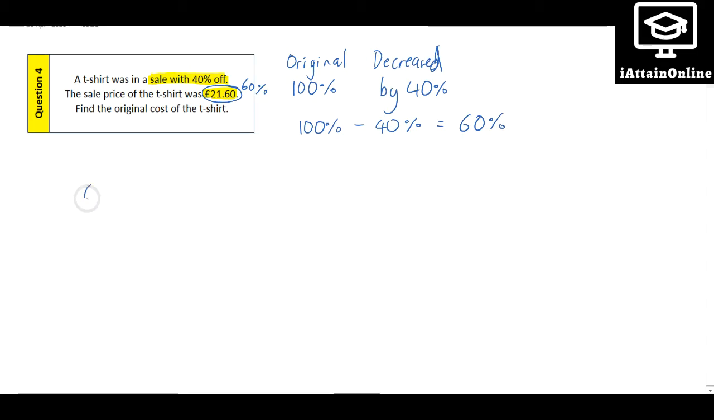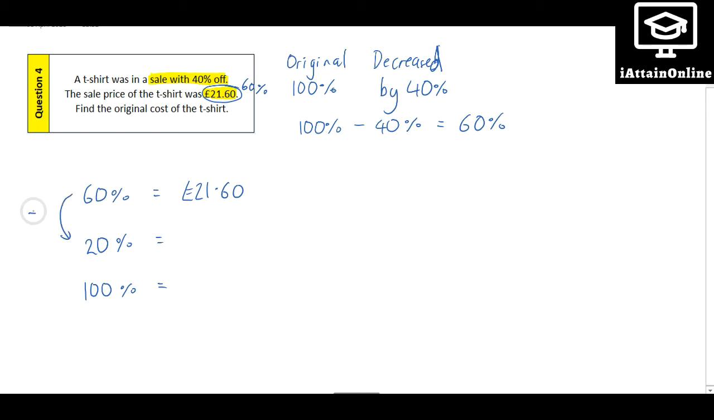So now I can set up my problem like I've been doing before. 60% is equal to £21.60. I want to find 100%. There's no whole number I can multiply 60 by to get to 100. So I'm going to think of another number, a factor that goes into 60 and 100. You could use 1, 2, 4, 5, 10, 20. I'm going to use 20. So if I find out what 20% is, I can multiply that by 5 and then get to 100.